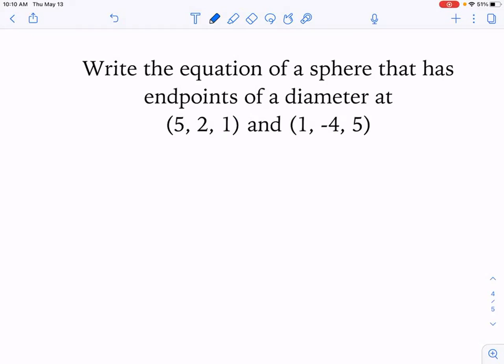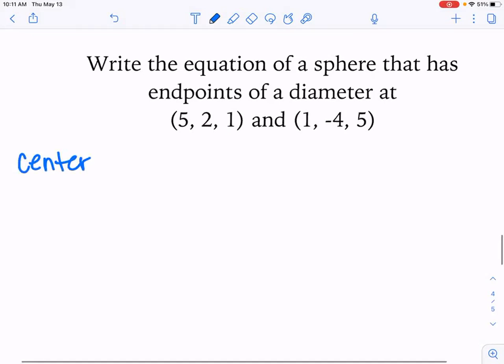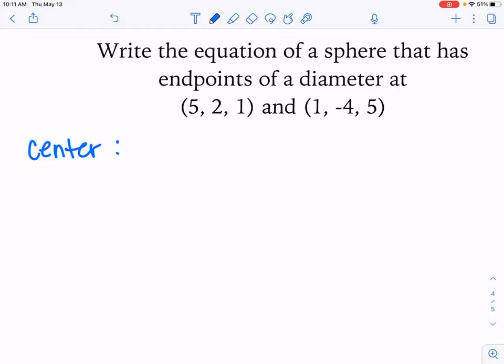Okay, what's true about a diameter? It goes through the center. Okay, so Darby, how might we find the center? We can do the midpoint of our endpoints. Okay, so for our center, we could find the midpoint of these two coordinates.